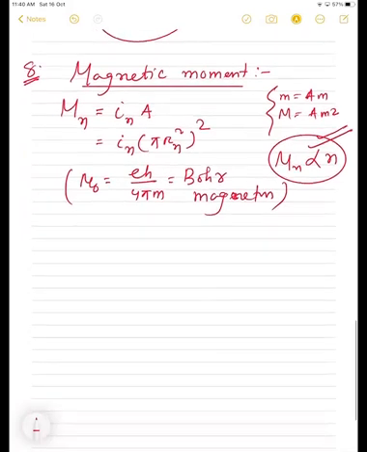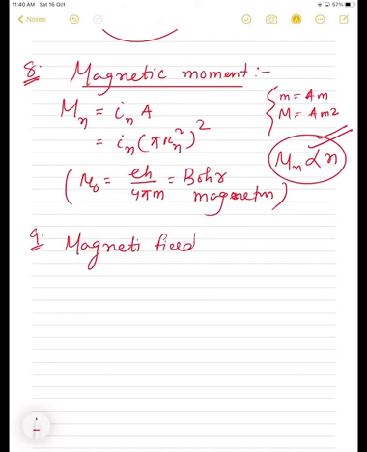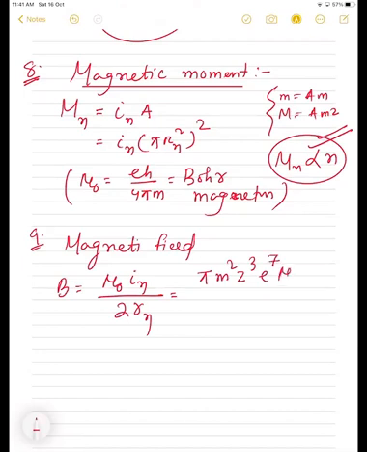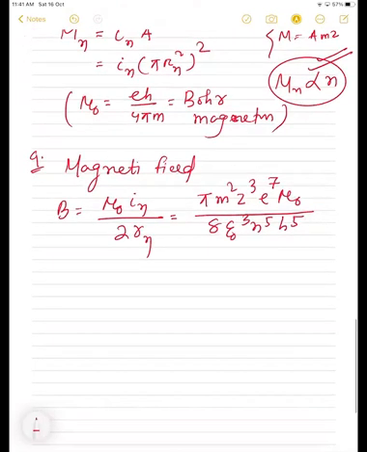Then magnetic field. If current is flowing, then magnetic field will be there or not? In a circular coil, what is the formula for magnetic field? Mu naught I by 2R. Yes or no? Yes. So the magnetic field B can also be mu naught I n by 2 into radius of the nth orbit. By comparing, you can get pi m square z cube e to the power 7 mu naught divided by 8 epsilon naught q n to the power 5 h to the power 5. Finally you would get B proportional to z cube by n 5.